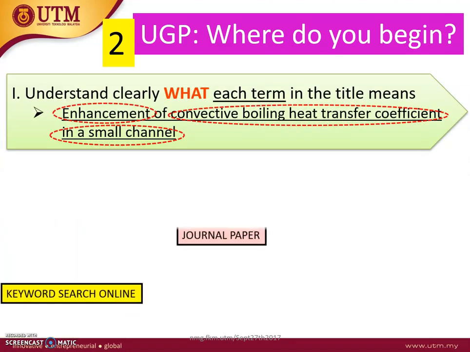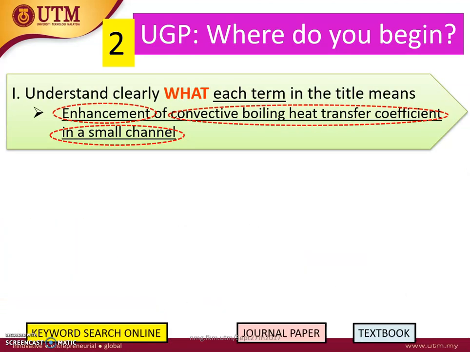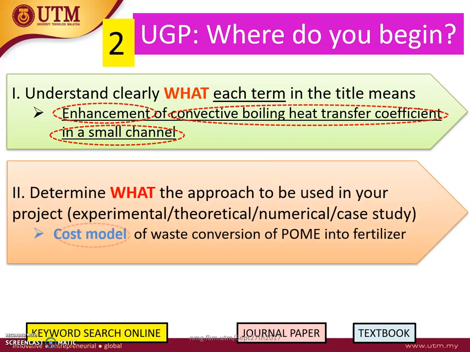Next, where do you begin? You have to understand clearly what each term in the title means. The title has been provided by your supervisor. You can do a keyword search online, journal paper, textbook. Remember, something may seem different in different contexts. Say a microturbine may mean 10 to the power 12 kilowatt power turbine, but in microchannel, it means 10 to the power minus 6 meter.